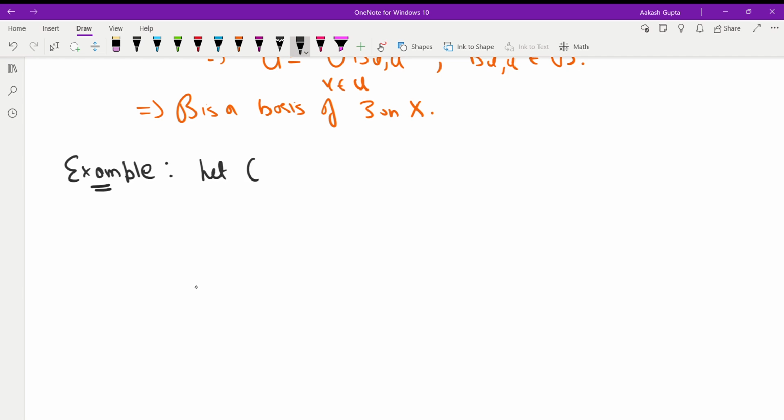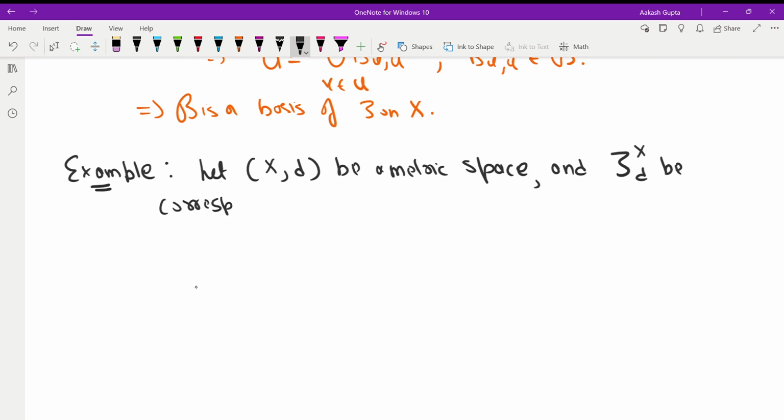Let (X, d) be a metric space and tau_{X,d} be the corresponding topology. I mean the topology induced by this metric d, basically the collection of all open sets in the metric space. Okay, guys. So what is our claim?